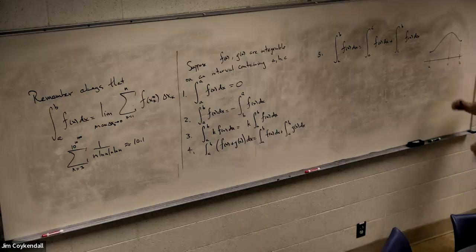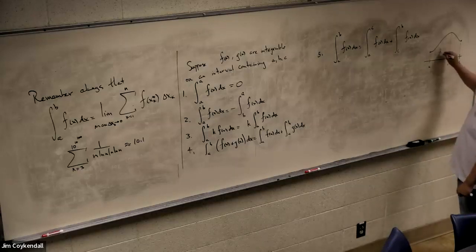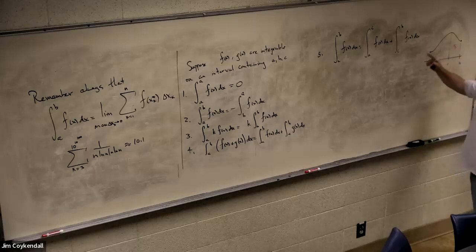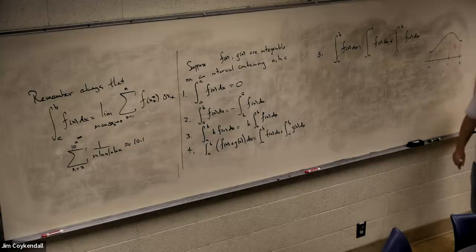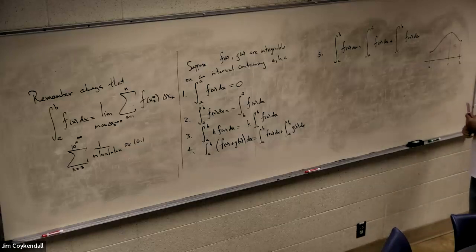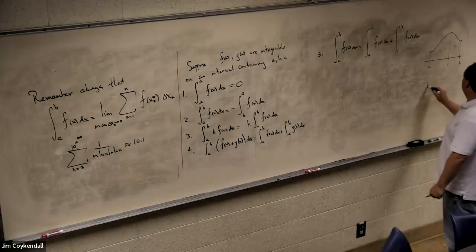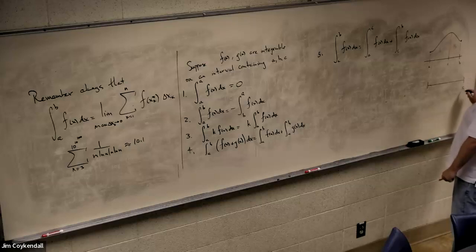All this is saying is the total area under this curve from here to here is this area plus this area. One of the things that's interesting about this theorem, though, is that I didn't say in the theorem that c had to be between a and b. This is also true if it's like this.